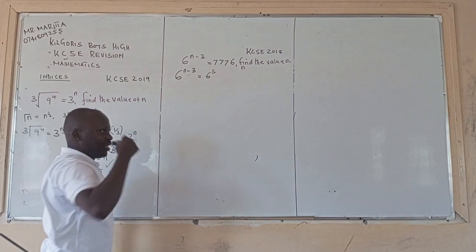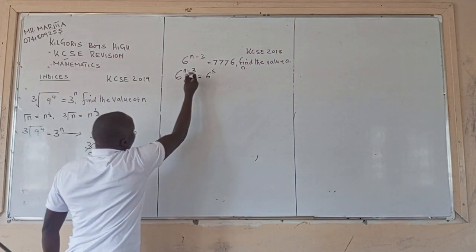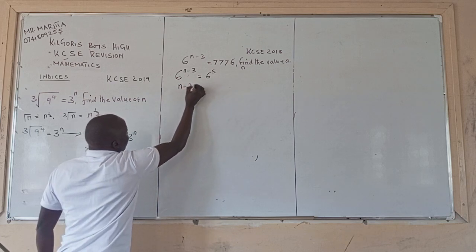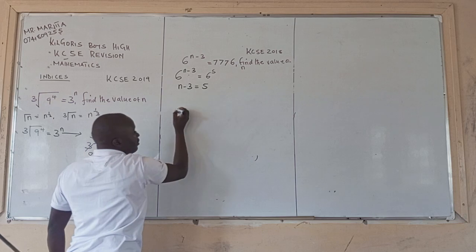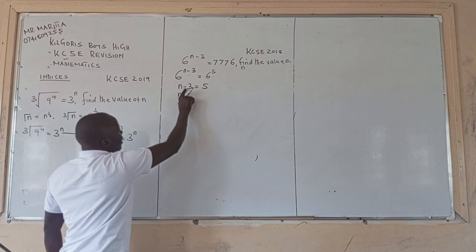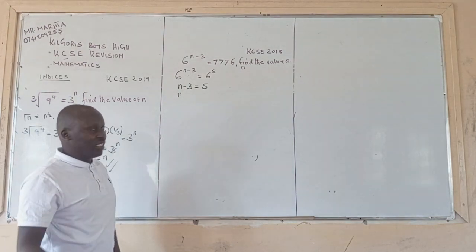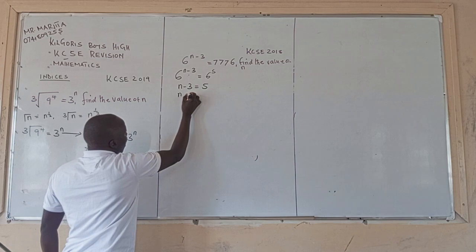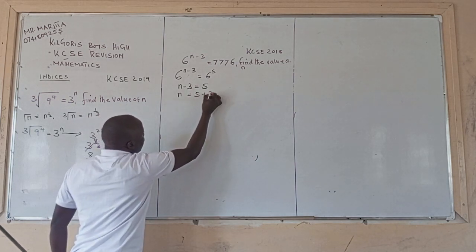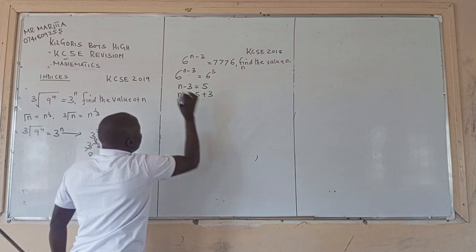When the bases are the same, we deal with the powers. So we ignore the base because they are the same. We have n minus 3 is equivalent to 5. When we take this 3 to the other side, it is negative, and when it crosses the equal sign it changes sign. Therefore we have 5 plus 3, so our n is equivalent to 8.